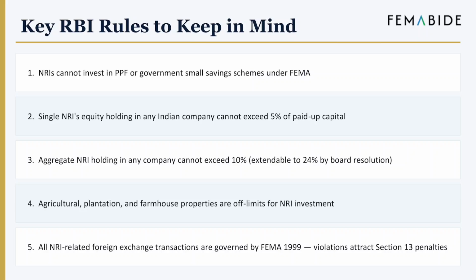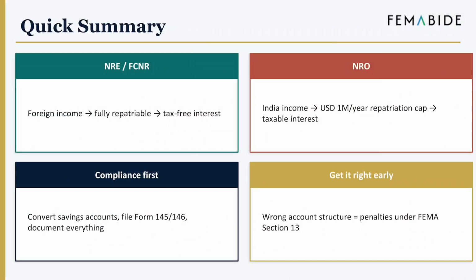All transactions fall under FEMA 1999. Violations attract penalties under Section 13. These are enforceable rules, not advisory guidelines. To summarize, NRE and FCNR accounts: foreign income, fully repatriable, tax-free. NRO accounts: India earned income, $1 million repatriation cap, taxable.